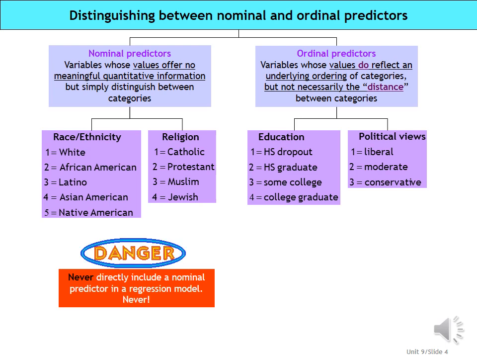The danger is something we need to be aware of. We can't include nominal variables in regression models as predictors. But as an outcome, we can.